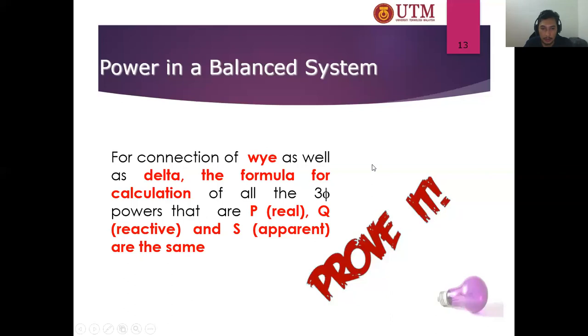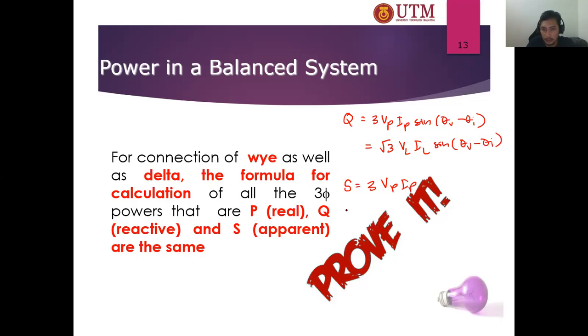That is how we prove it for P. The same thing we can do for Q and also the apparent power. For Q, the value is also the same. You have 3 V phase I phase sine theta V minus theta I. You can also use the line terms. And the apparent power is 3 V phase I phase, or in line terms, square root 3 V line I line.